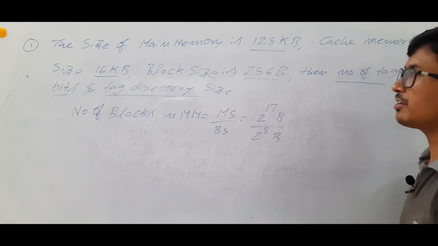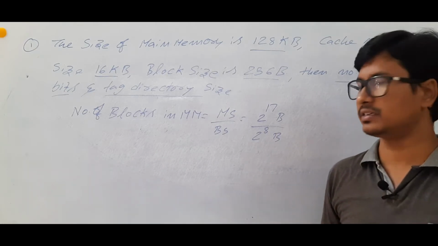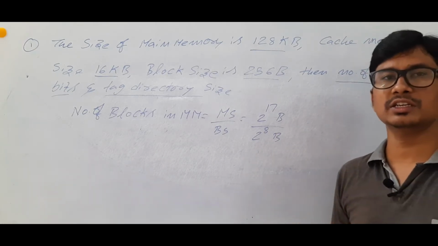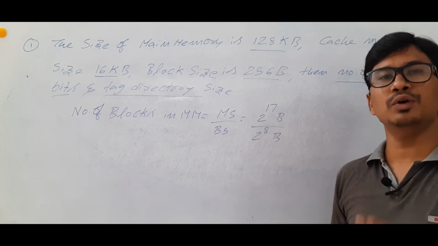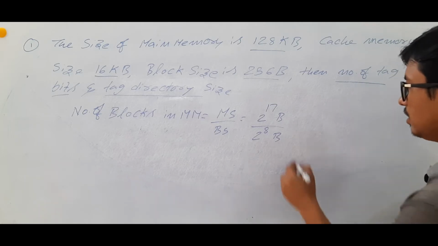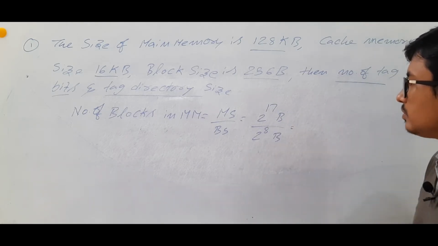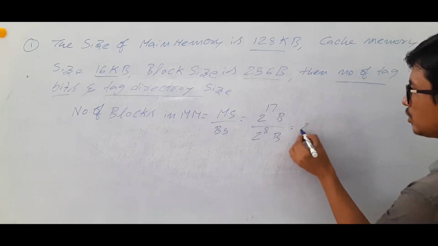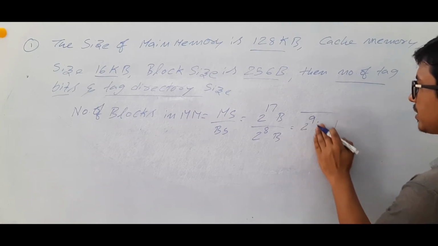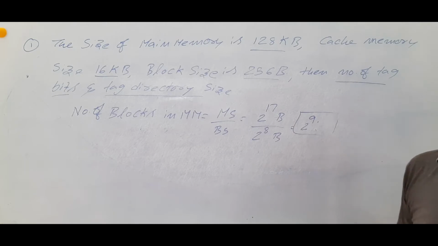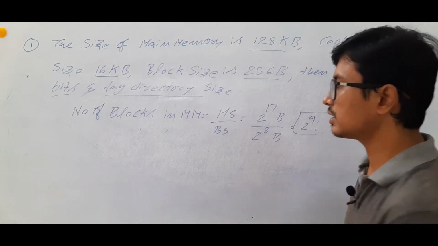See, here they have represented everything in terms of bytes. Till now we were discussing words. Here they are representing it as a word, so I can say that one word is equal to 1 byte. So there are 2 power 9 blocks. You have 2 power 9 blocks in main memory.